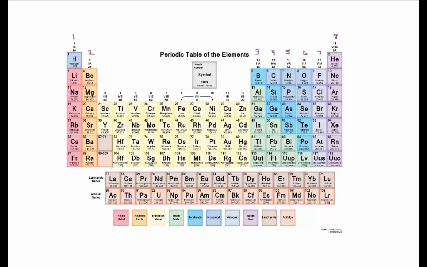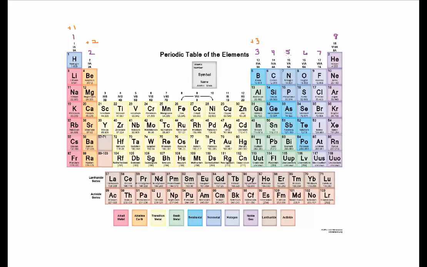Okay? And in order to do that, it either can lose one valence electron or gain 7. So it's going to lose one valence electron because that's easier than gaining 7. So its charge is going to be positive 1. For group 2, they're going to lose 2 valence electrons, so it's going to be positive 2. Group 3, lose 3 valence electrons.